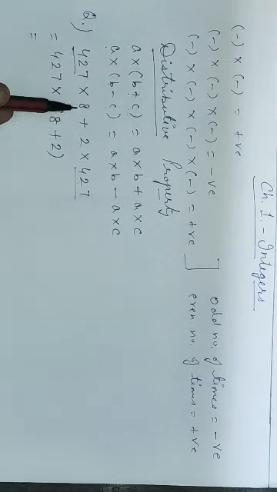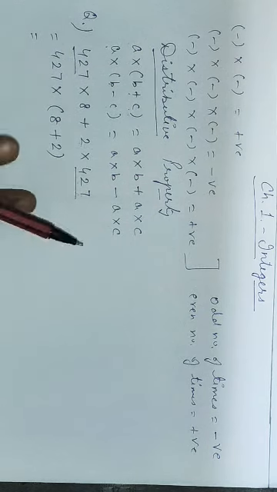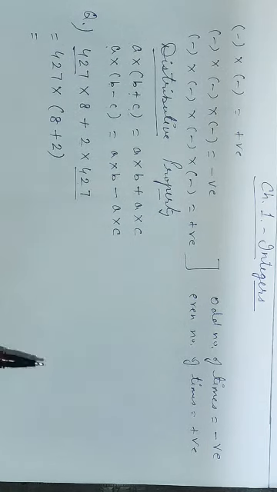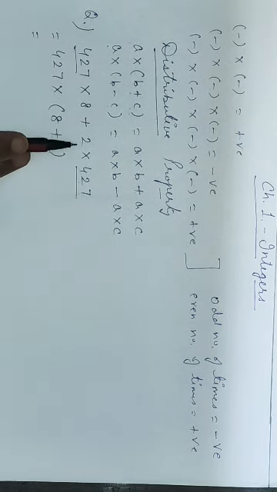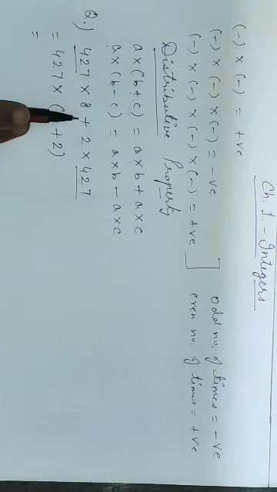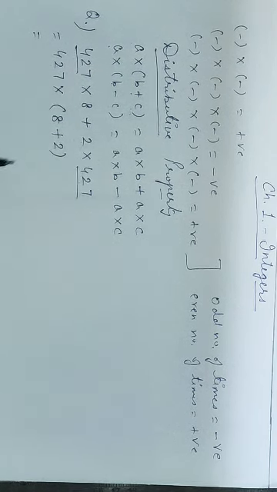We will multiply this with this, 2 with this, then we will add the 2 answers. That will make the calculation a bit more. Here we are reducing the calculation. What we have done? We have taken 427 as common. So what is remaining here is 8, and what is remaining here is 2, with a plus sign in between. So I will write here 8 plus 2.